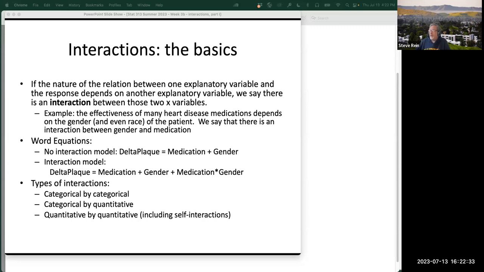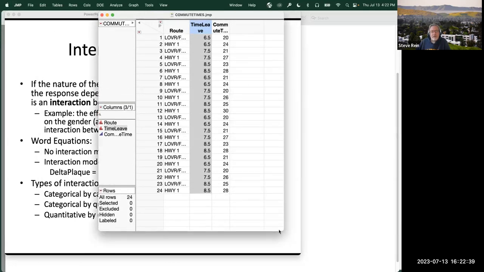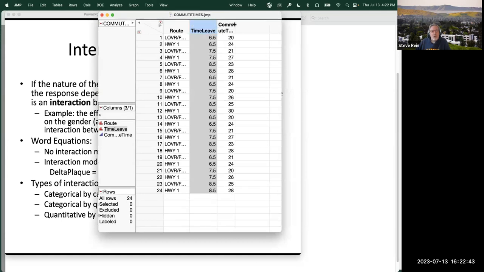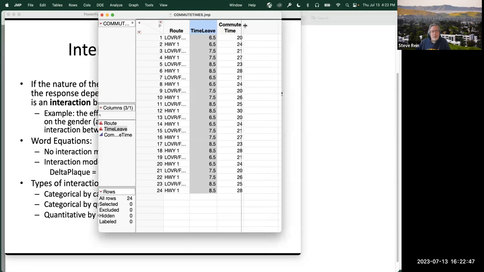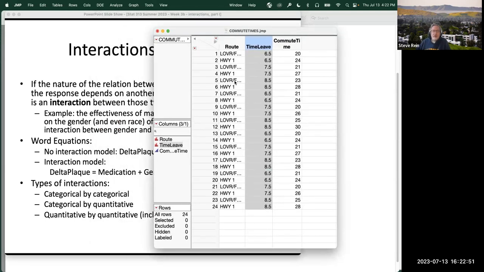So let me show you an example of an interaction. And this is because we're talking about drive time, commute time, traffic, that sort of thing. At one point in time, one summer, I did a summer course where we had 5 weeks, 5 days per week. And so I had 25 minus one holiday, July 4th, days worth of data. Okay, so I, in 24 days, drove from Los Osos to San Luis.